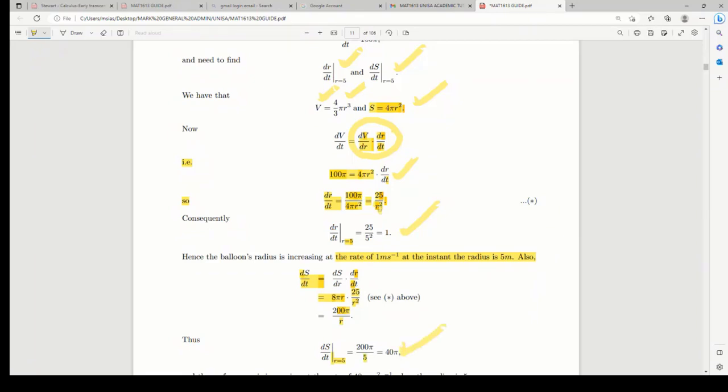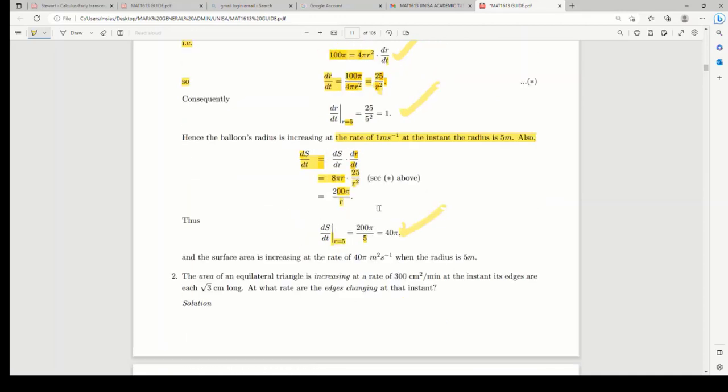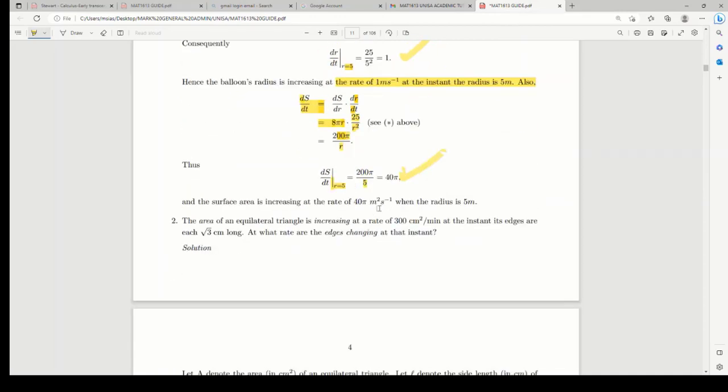Okay, and there are your answers, guys. So the surface area is increasing at the rate of 40 pi meters squared per second when the radius is 5. And as you can see, there's no need for a calculator there. That's the exact answer. Don't go and substitute pi with 3.14. That is just an approximation, a terrible approximation to pi. So leave your answers in this kind of form. No calculator needed there.